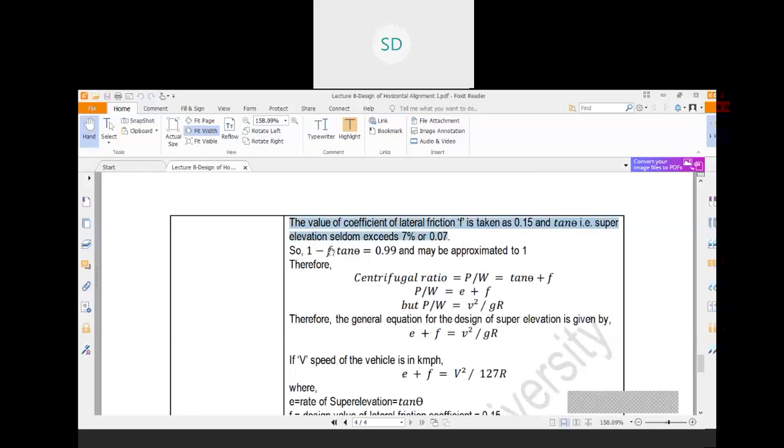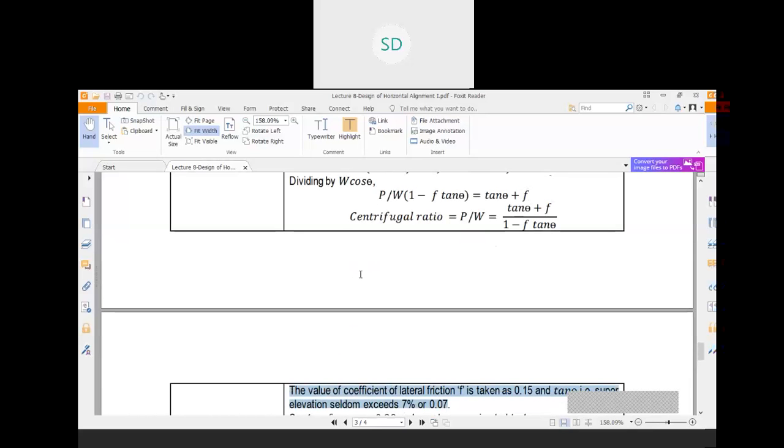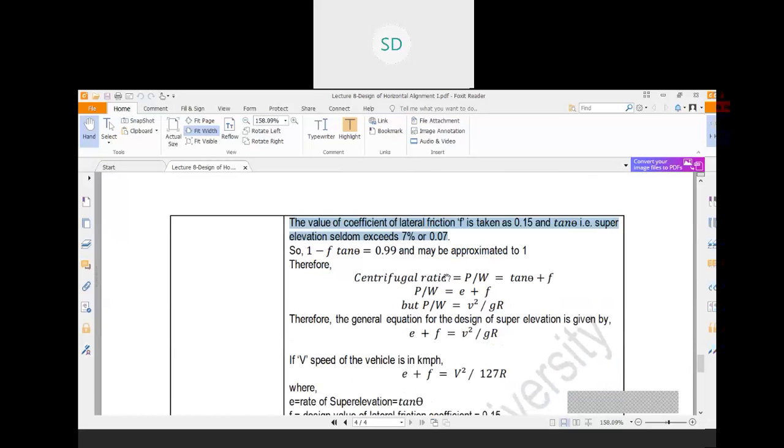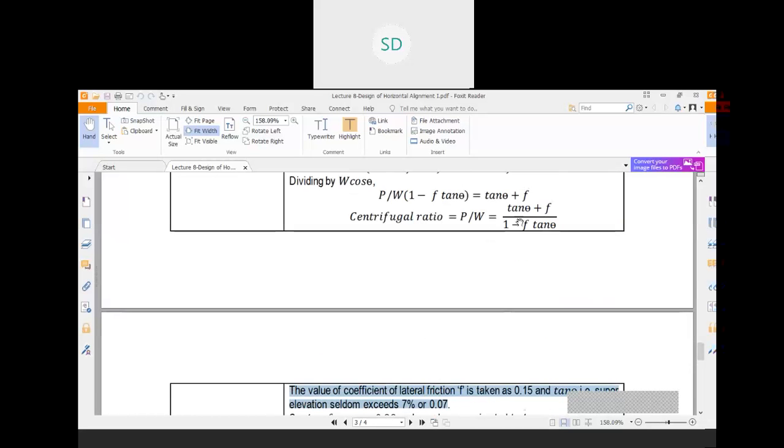So if we multiply 0.15 to 0.07, it would be very small. So 1 minus that one would be like 0.99, which is basically approximately equal to 1. So for that reason, you can just omit this portion. So the centrifugal ratio P by W equals tan theta plus F. You just consider only this portion.